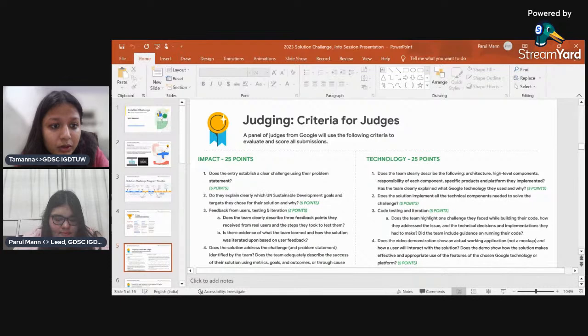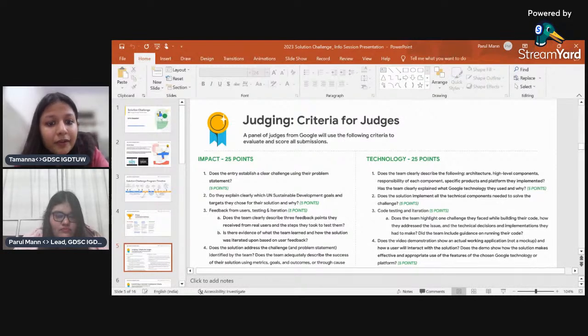So the sustainable goals can be no poverty, no hunger, sanitization, and many more things. You can search it on Google easily, the United Nations sustainable goals. And then in that you get the points for how well it aligns with the solution.